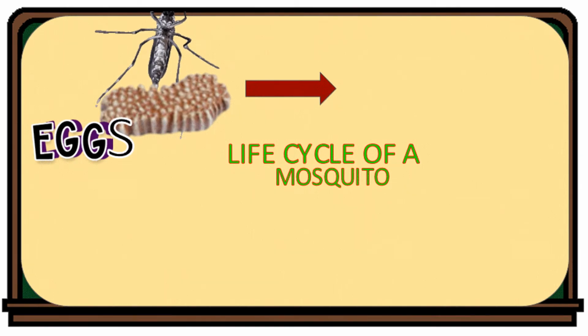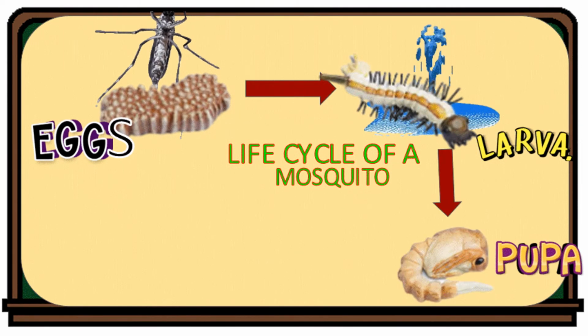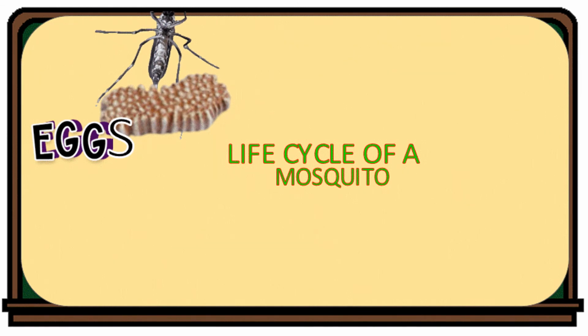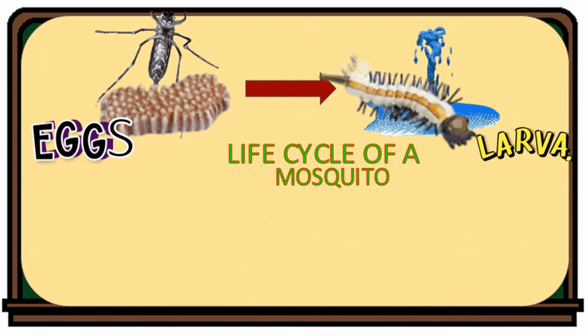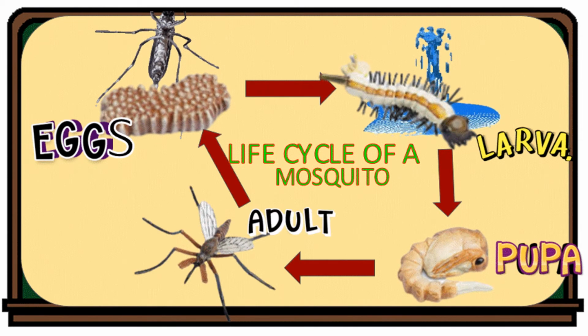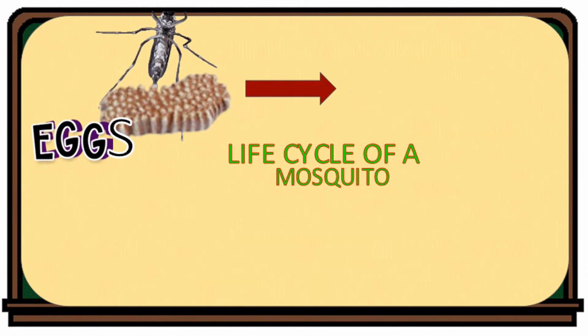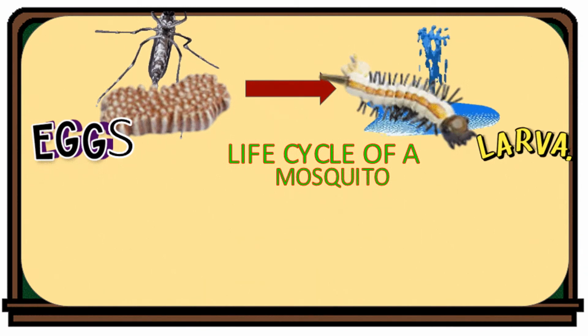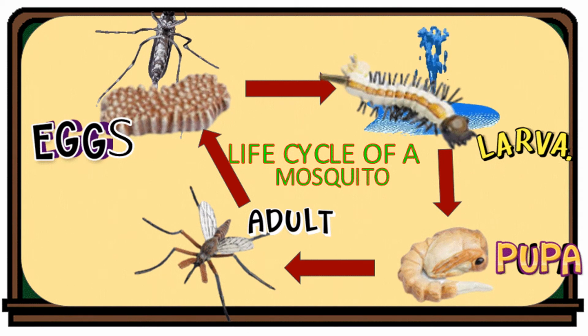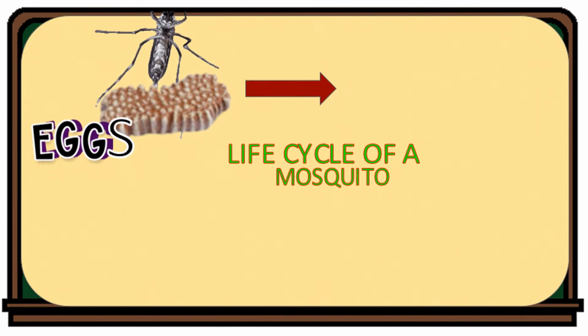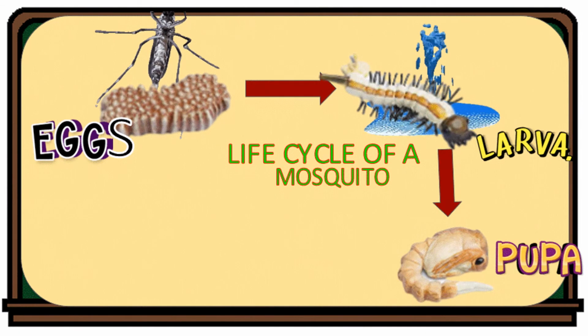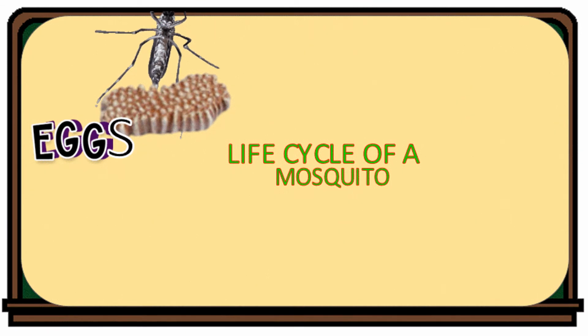This is the life cycle of a mosquito. First stage, eggs. Second stage is the larva. Third stage is the pupa. And the fourth stage is the adult. Life cycle of a mosquito is an example of complete metamorphosis.